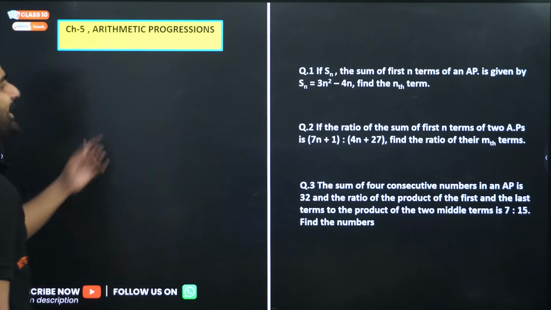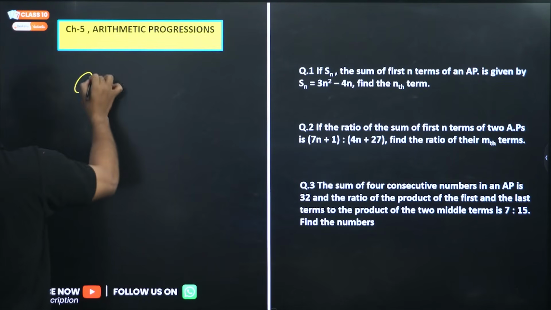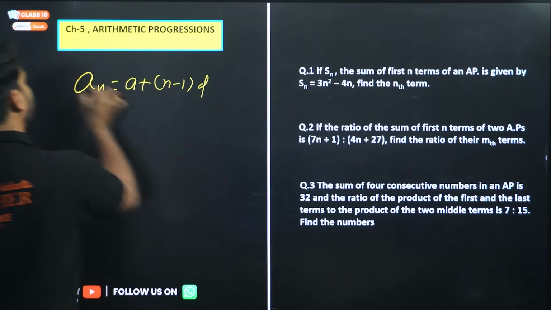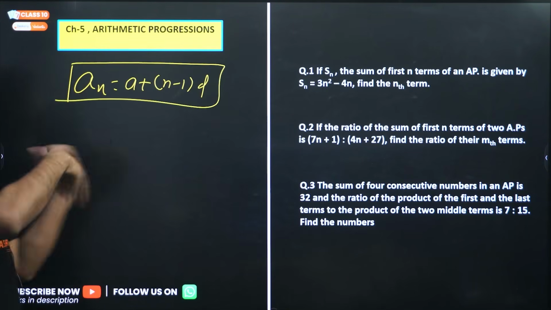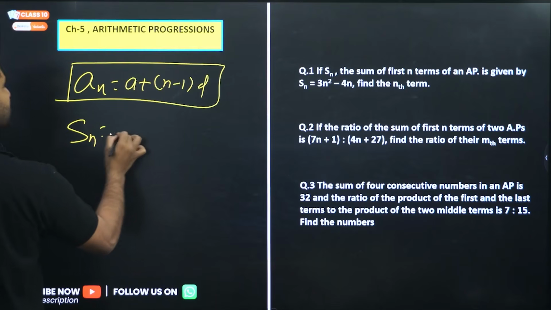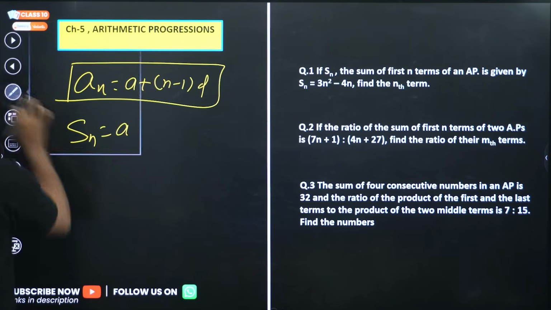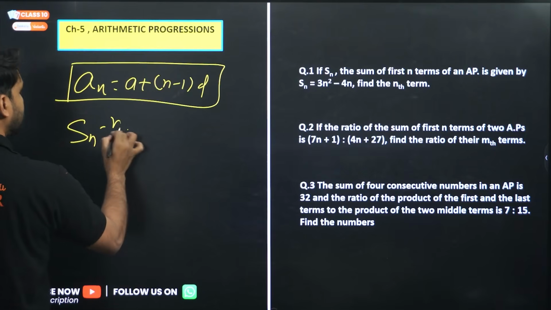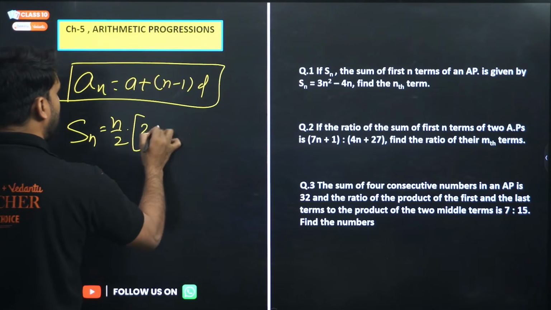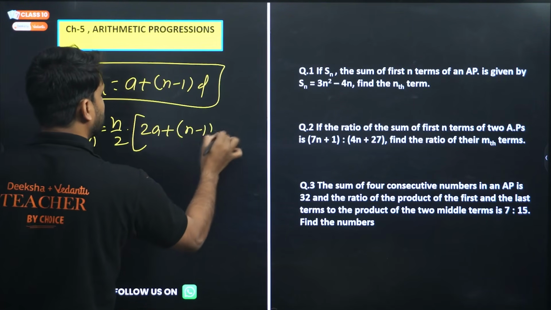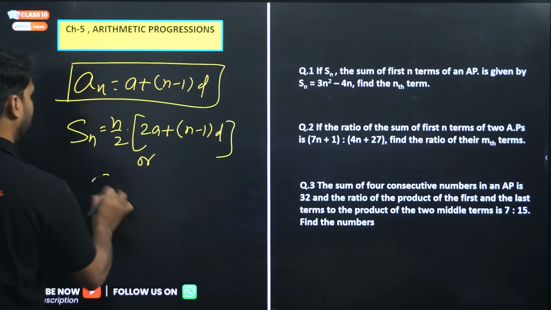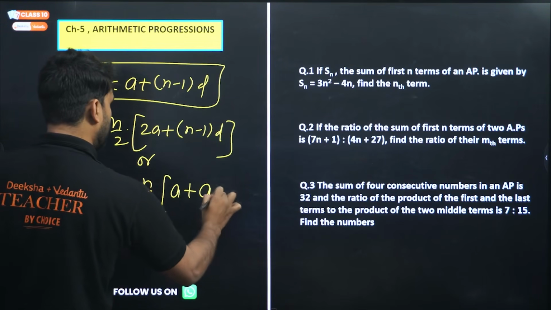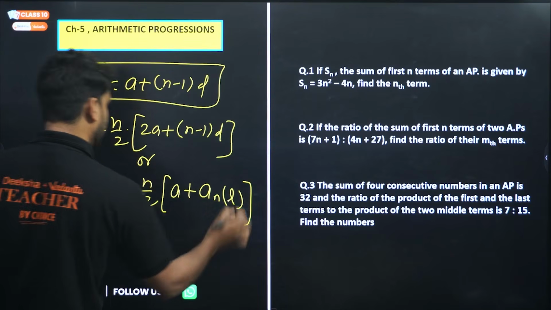Moving to the next chapter, arithmetic progression. In arithmetic progression, the formula of the nth term is very powerful to find any term. And the sum of n terms of an AP: Sn equals n by 2 under bracket 2a plus (n minus 1) into d. And one more formula for Sn is Sn equals n by 2 (a plus an), or we can also write this with l in the formula.